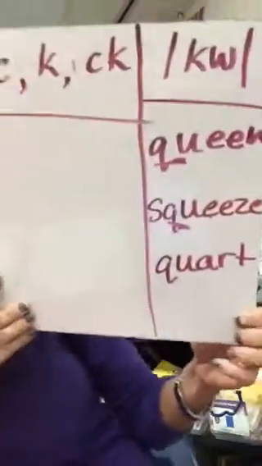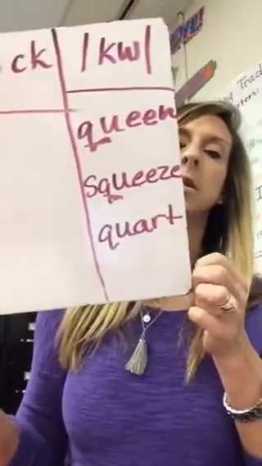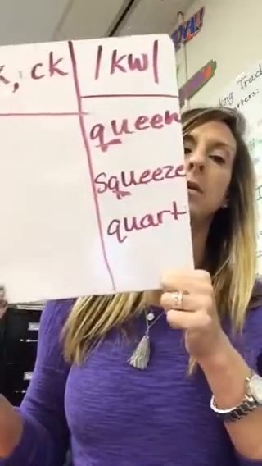This one's a little tricky. I'm going to go ahead and put it because I hear a little of the qua. Quart. That one's a little tricky. So for quart, we're going to put it in the KW. Quart. The Q-U again. Q-U-A-R-T.